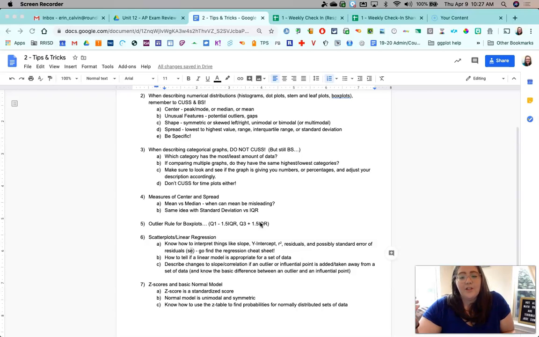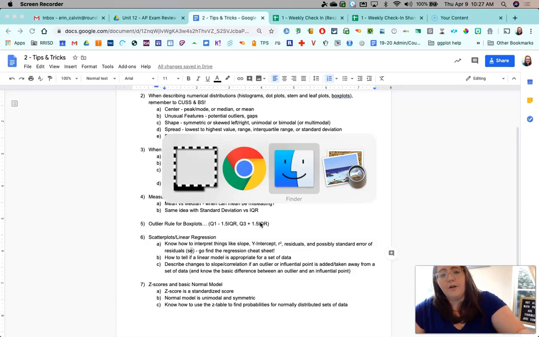So you might say which category has the most or least amount of data. If you're comparing multiple graphs, do they have the same highest and lowest categories? Make sure you're looking at whether your graph is giving you a number in the frequency on the y-axis or if it's percent, and make sure you're describing that accordingly.